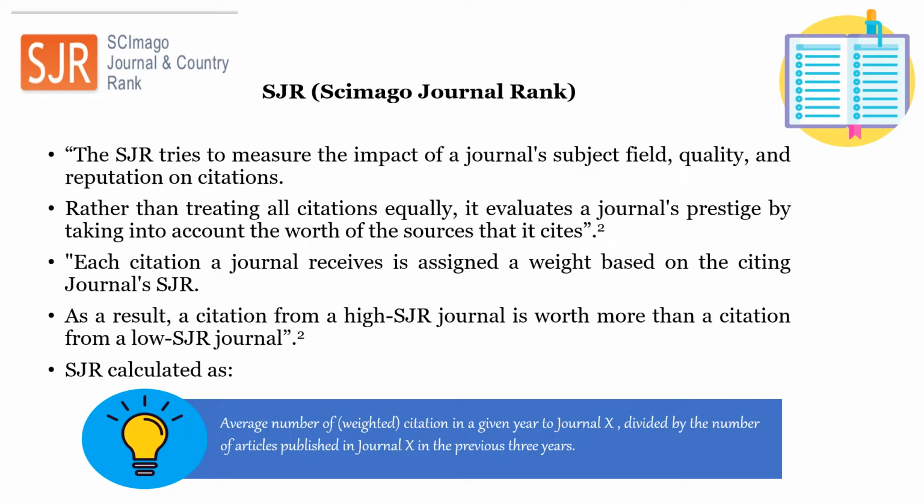Also, it is based on the average number of weighted citations in a year to papers published in the last 3 years. SJR uses the information from Scopus and SJR is published in SCImago journal and country rank reports. As a result, a citation from a high SJR journal is worth more than a citation from a low SJR journal.